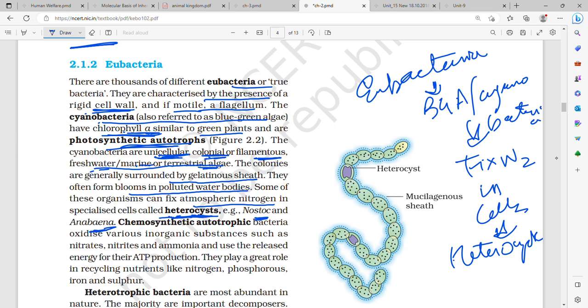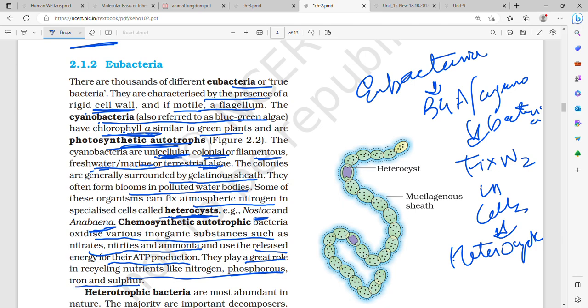Chemosynthetic autotrophic bacteria oxidize various inorganic substances such as nitrates, nitrites, and ammonia, and use the released energy for ATP production. They play a great role in recycling nutrients like nitrogen, phosphorus, iron, and sulfur.